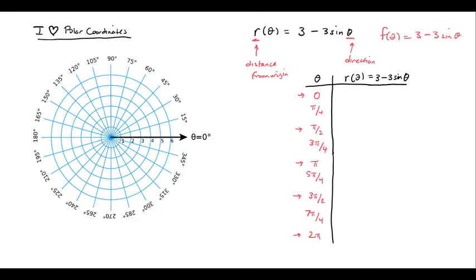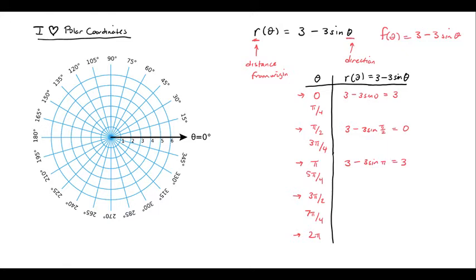Okay, so when theta is 0, what is r of 0? R of 0 is going to be 3 minus 3 sine of 0, not theta, 0, which is just 3. And at pi over 2, I get r of theta equals 3 minus 3 sine pi over 2. Sine of pi over 2 is 1. So I get 3 minus 3, which is 0. When theta is pi, r of pi is going to be 3 minus 3 sine of pi. Sine of pi is 0, so I get 3 again.